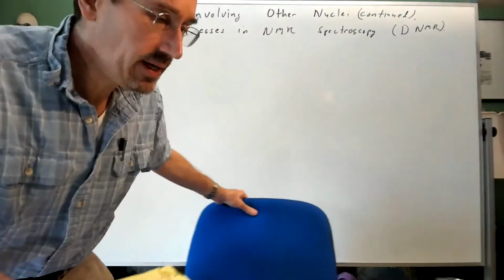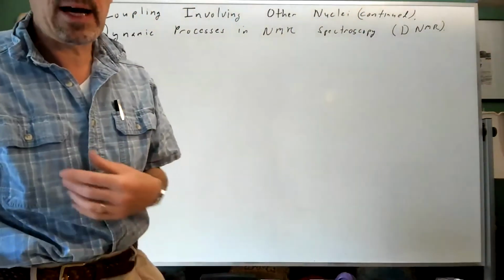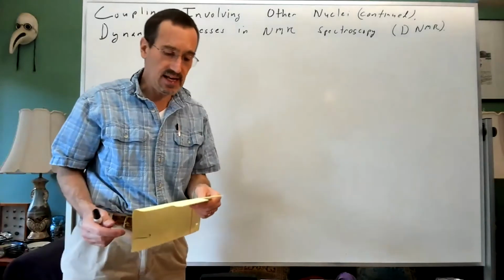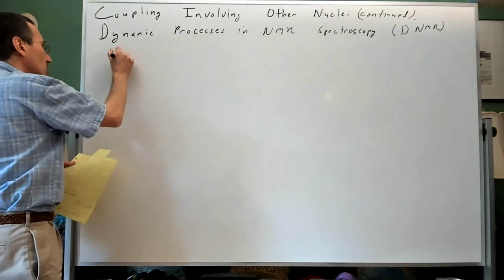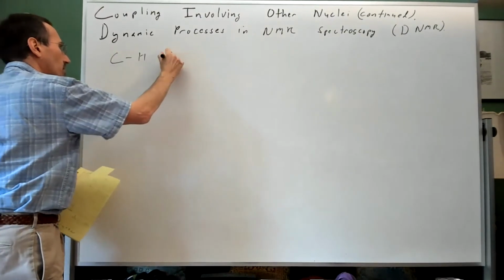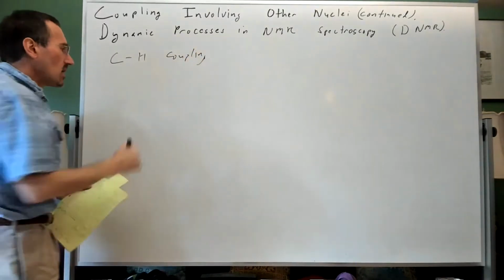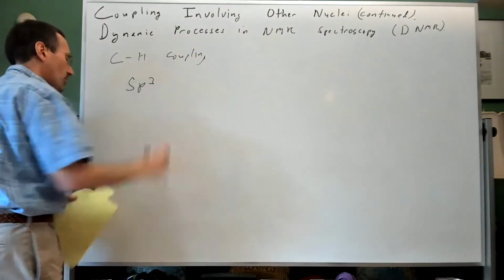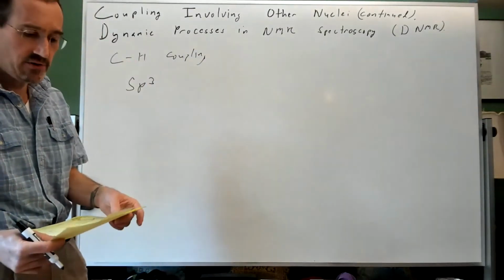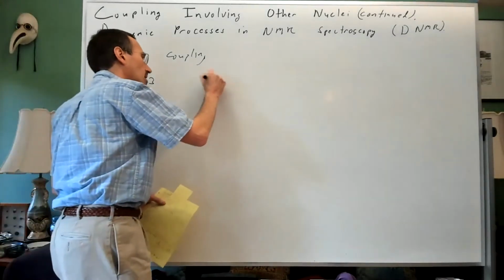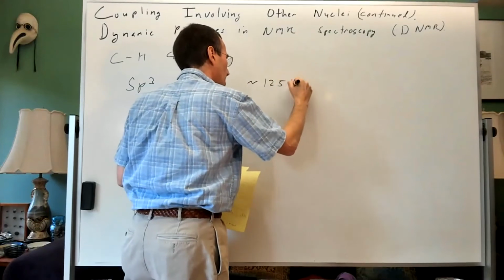So let's talk now in terms of coupling. I want to give us a few more coupling constants and then set the stage on this. So let's talk about CH coupling. We talked a little bit about this before. A typical sp3 carbon-hydrogen bond, so the attached hydrogen, the J1CH is on the order of 125 hertz.